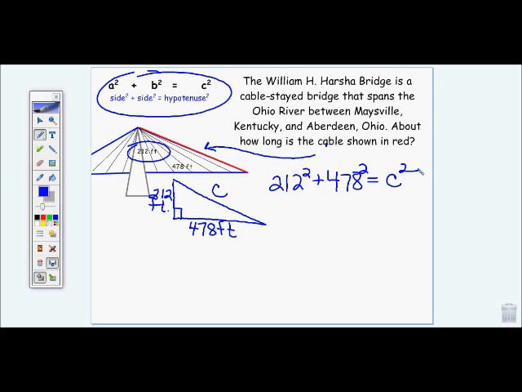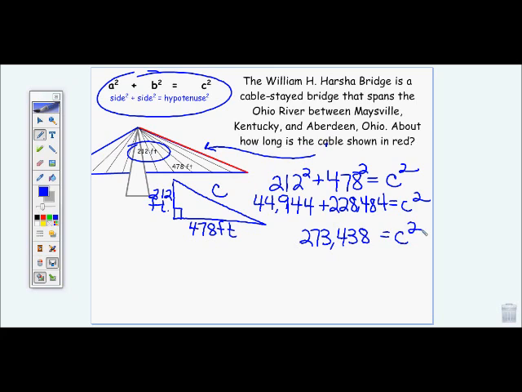Now if we put these into our calculators, because I don't expect you to know these just by heart, 212 squared would be 44,944. 478 squared gives us a whopping 228,484, and that's going to equal our C squared. Now, we'll add those so we only have one term, and our one term is going to be 273,438. That's going to equal C squared.